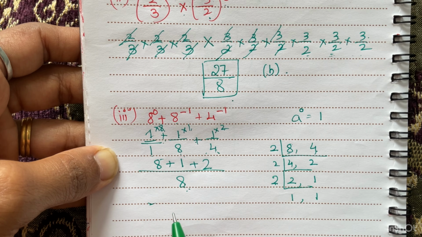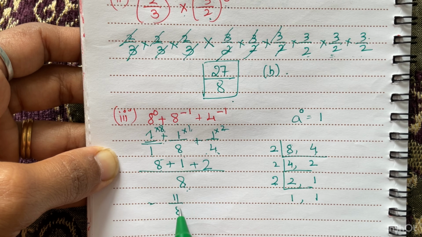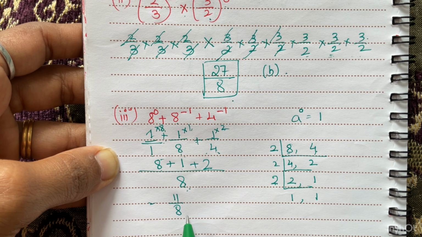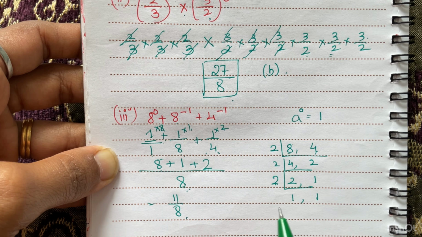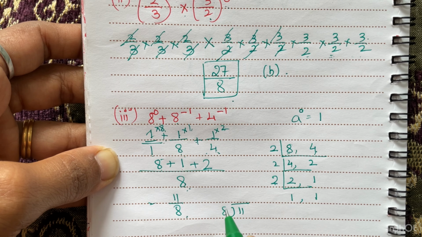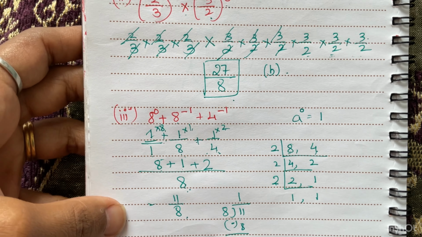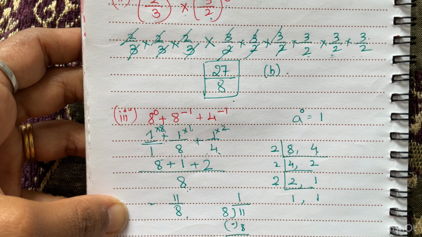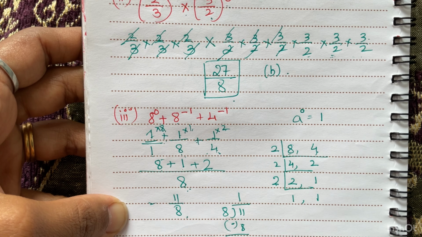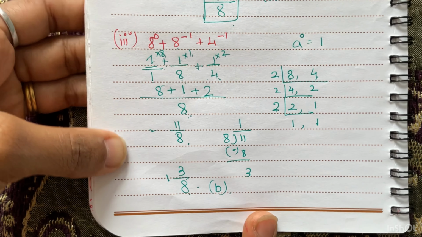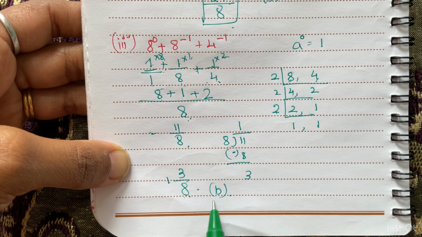Now we have to add the numerators. 8 plus 2 is 10, 10 plus 1 is 11, so 11 by 8. So for this the answer we found is 11 by 8, and in the options we don't have 11 by 8. Now we will convert it to the mixed form. Okay, 11 divided by 8, 8 ones are 8. So after subtraction we are left with 3. Now we can write it as 1 3 by 8, right? And this we get in option B. Okay, sorry. So we will write 1 3 by 8 as this answer, and option B is the correct answer for this.